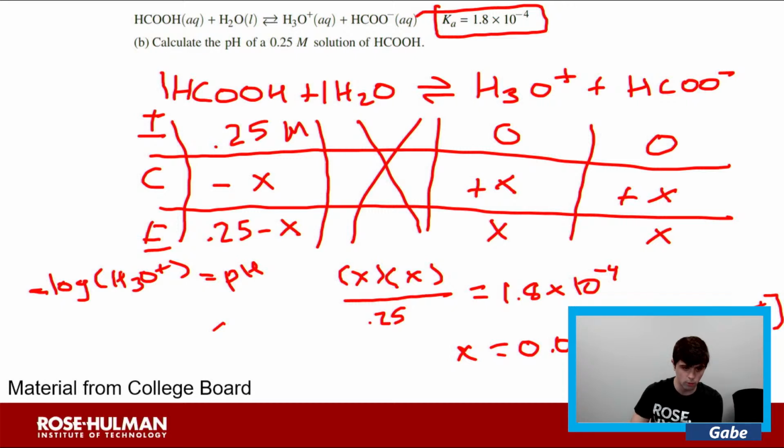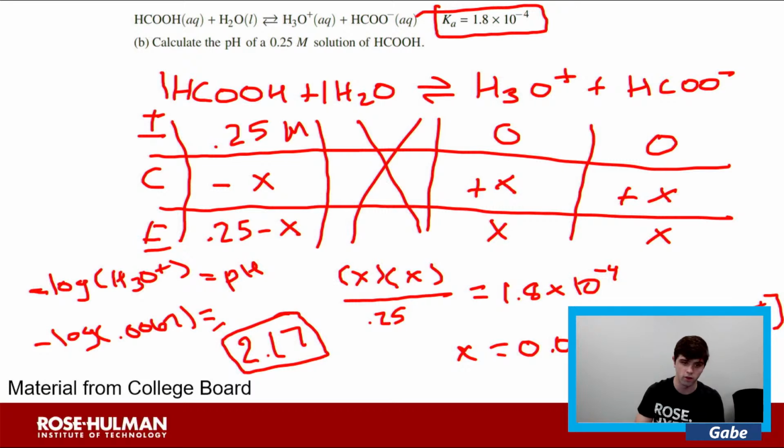So we can come over here and do the negative log of 0.0067, and that will give us a value of 2.17. And this will be your pH for your methanoic acid at a molarity of 0.25.